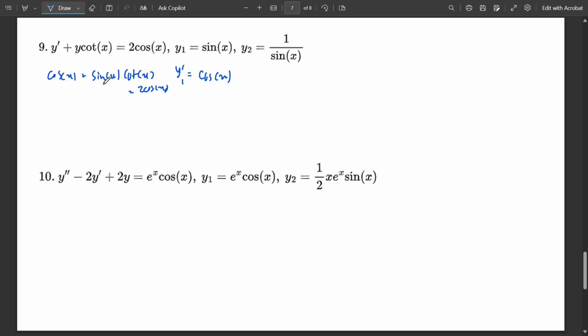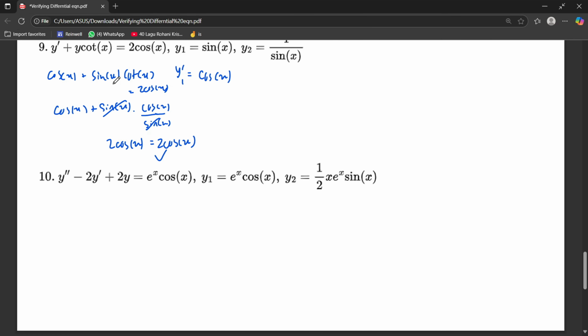Well, cotangent of x is just cosine over sine. Cosine of x plus sine of x times cosine over sine x. And sine x can cancel. Well, we have cosine of x plus cosine of x equals 2 cosine of x. Well, this is true. That means it's a solution to the differential equation.